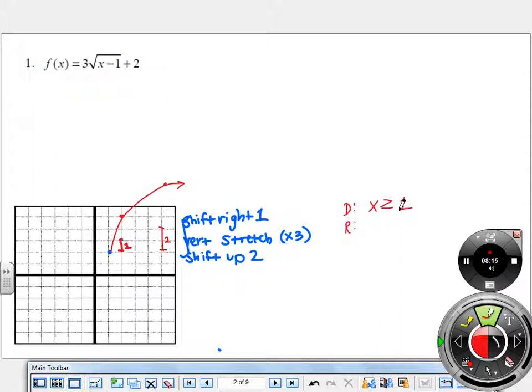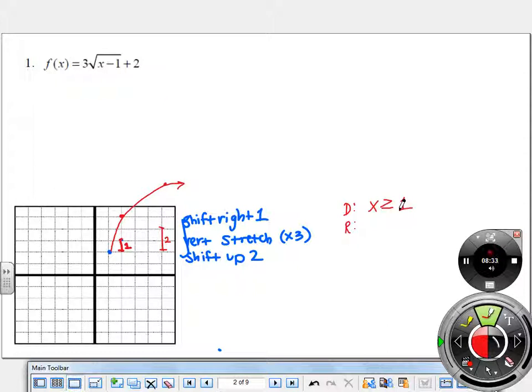Do you guys see why it changed to x is greater than or equal to 1 instead of 0 like it was with the parent function? Okay, our whole graph got shifted to the right one. So now the x values are only valid from here over. And you can see that graphically. You can also think about it algebraically.